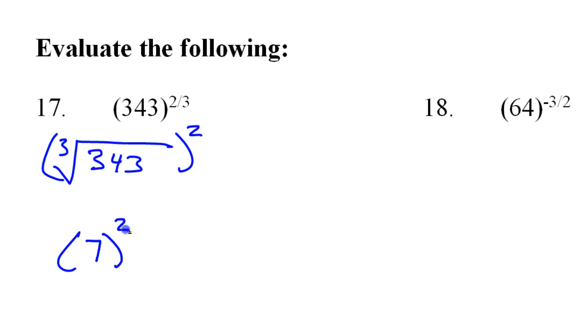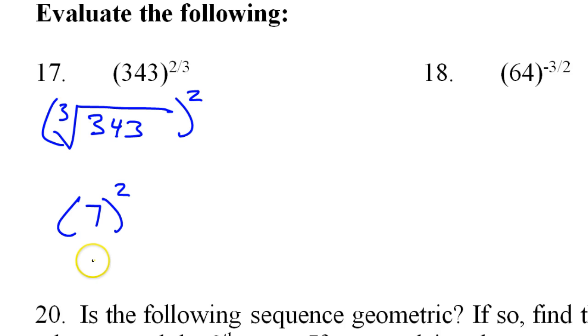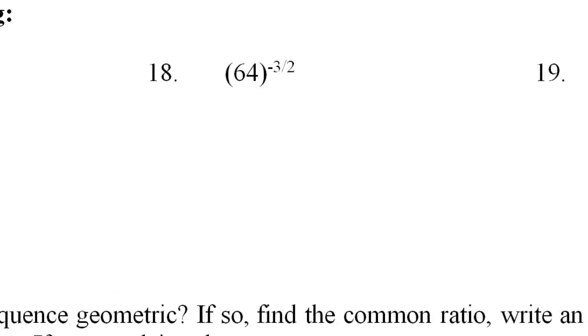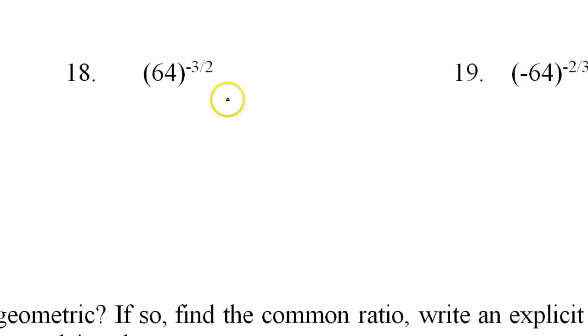So that gives you 7, and then 7 squared is 49. Alright, we have answers off to the side. Nope, not this time. Alright, number 18.